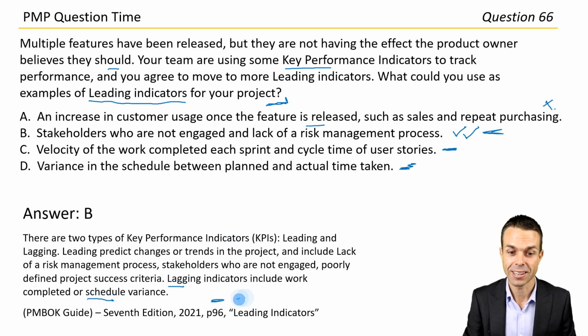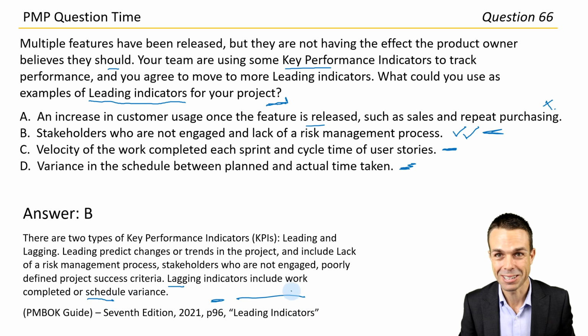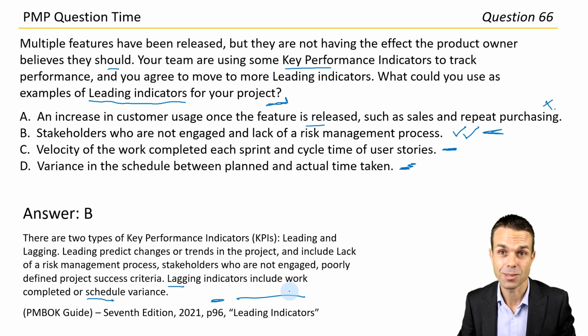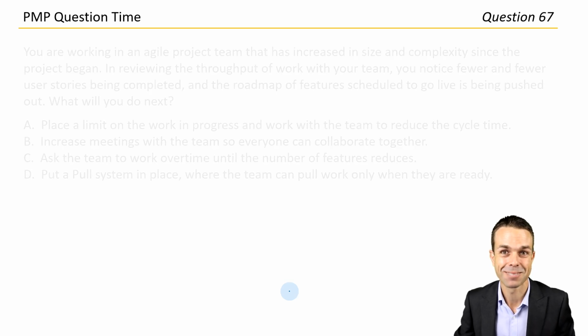Page 96, leading indicators in the PMBOK Guide 7th edition. All right, I think that was another good one. Now we're getting into metrics and measures. There's a whole section on metrics and measures in the PMBOK Guide as well, so that's really good to know. And we're more than halfway through this section, so you're doing a wonderful job. We've only got a couple to go. Let's see what we've got next.